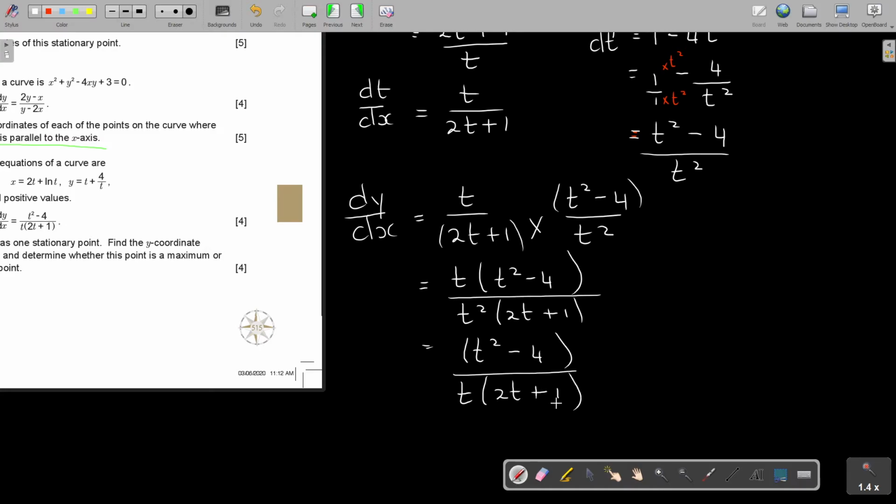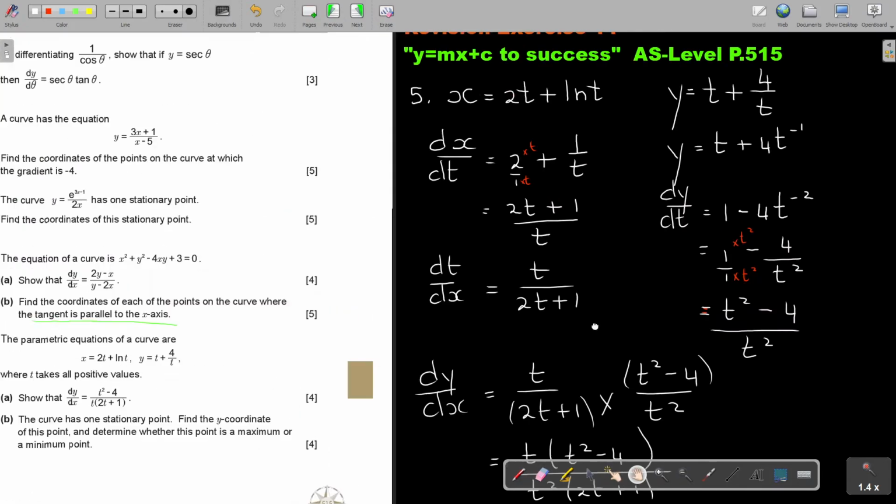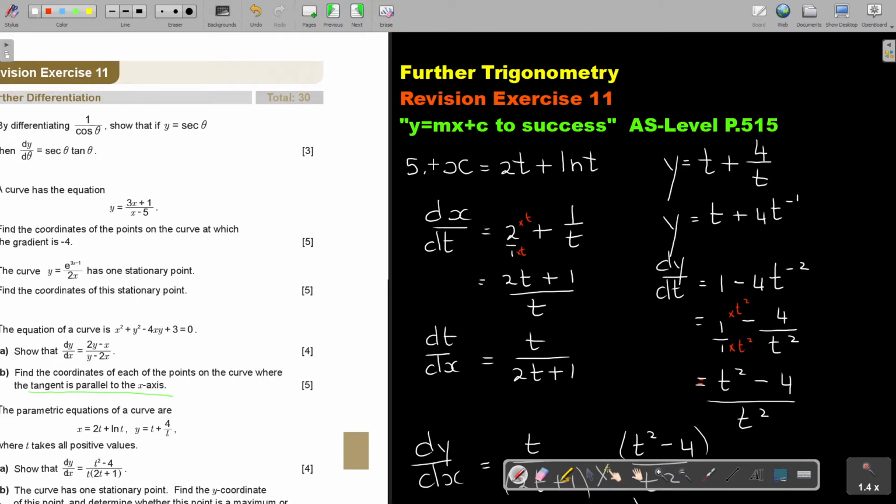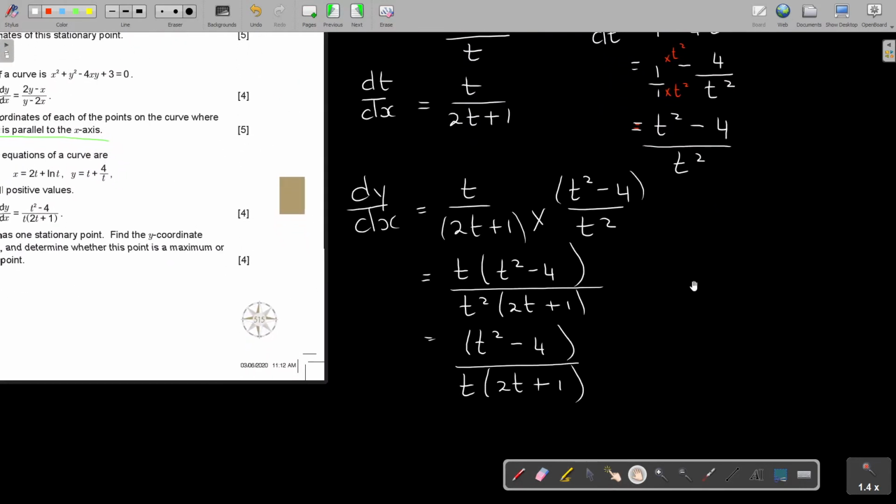Okay, and that's what they said. Show that it's t squared minus 4 over t times 2t plus 1. Remember what I said. This was number A. If you did not come to this, try still to do number B. Use this answer they gave you in A and see if you can continue in B. Okay, but this was number A. Let's maybe mark it very nicely. This was A. Now I go on with number B.